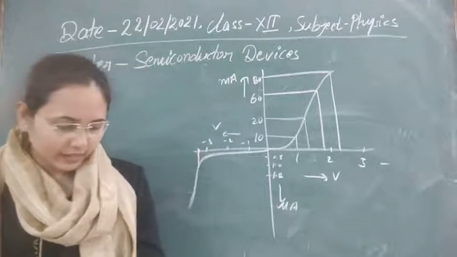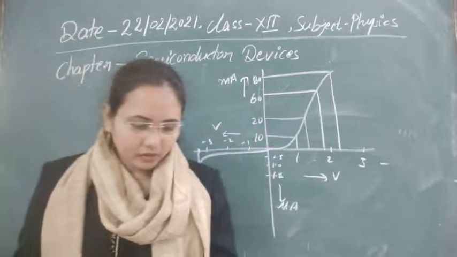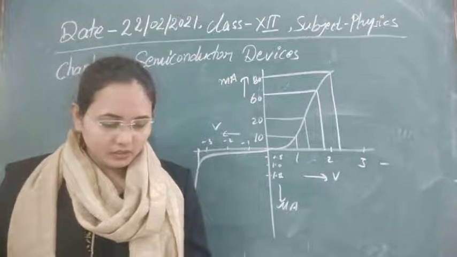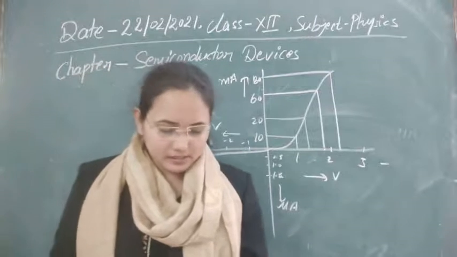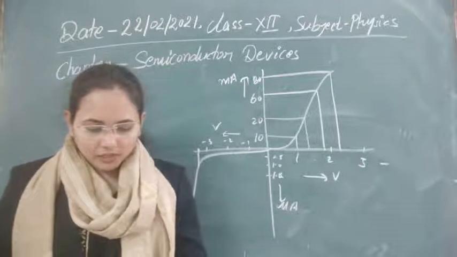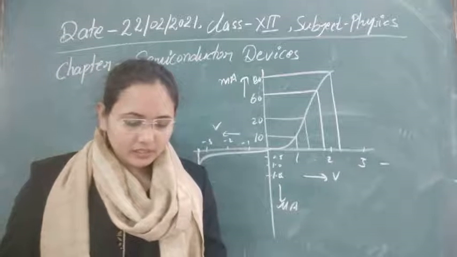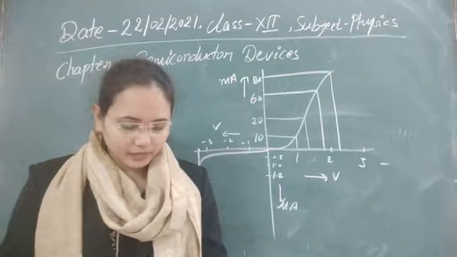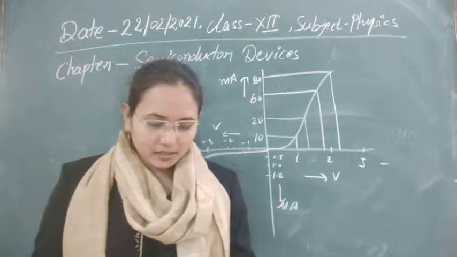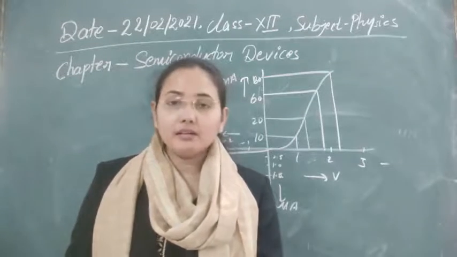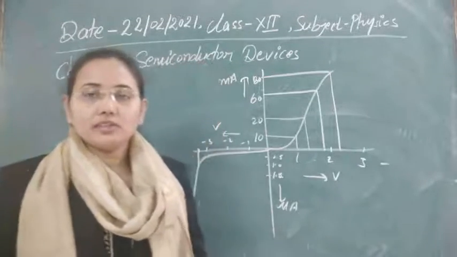Now the question is that the VI characteristic of a silicon diode is given in the figure. So calculate the diode resistance, first in forward bias at V equal to 2 volt and V equal to 1 volt, and in reverse bias at V equal to minus 1 volt and minus 2 volt. So this is our question.